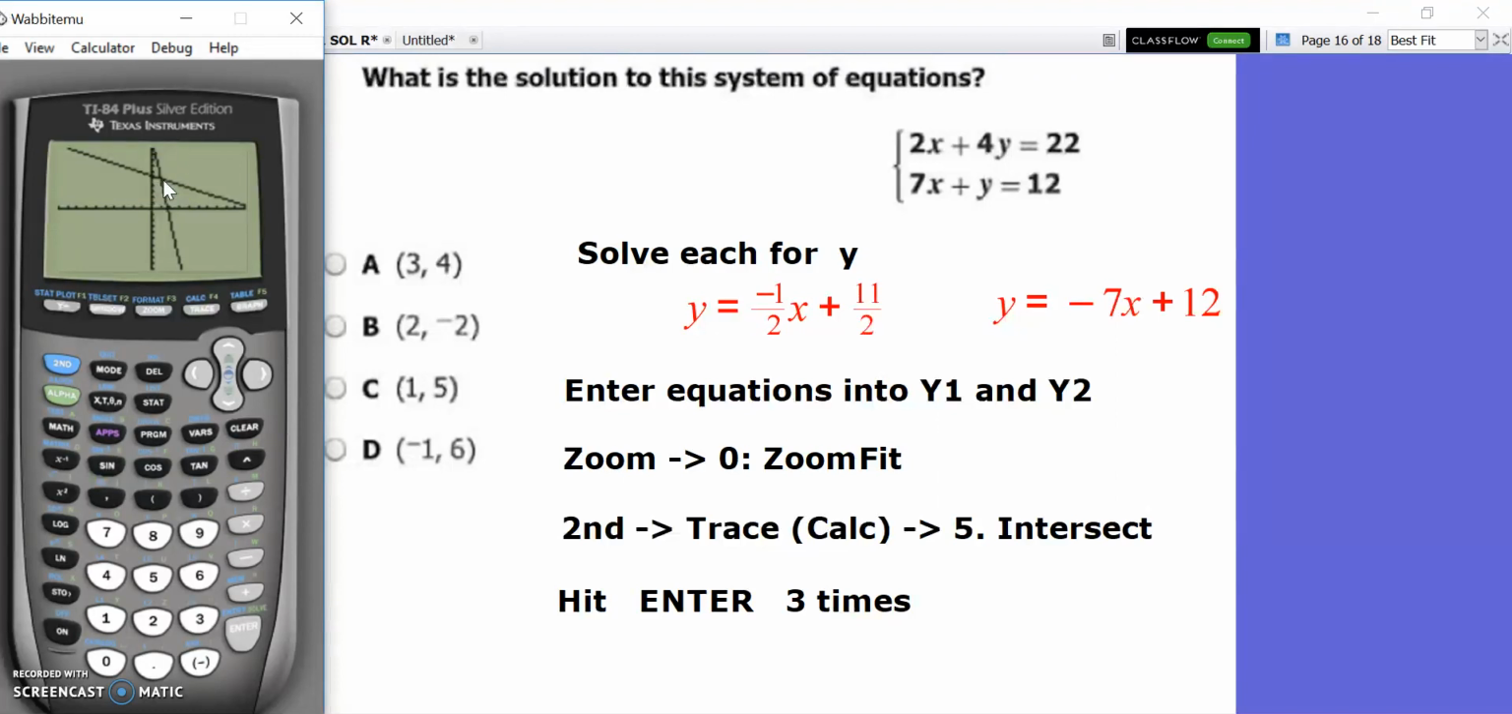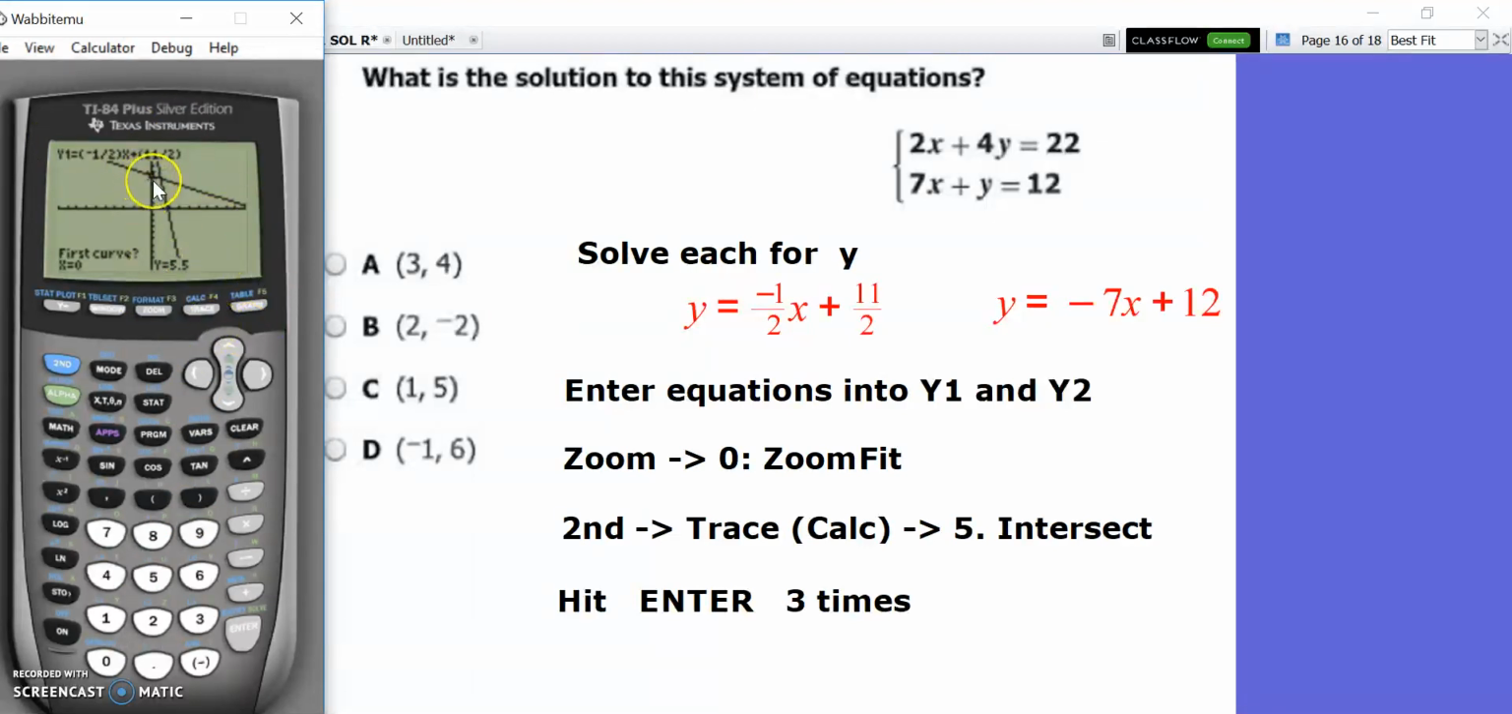And if you watch my other video on finding zeros, you know that to find zeros you went to second trace or the calculate feature. If you go to that same thing, second trace, and you're in the calculate window, to find the intersection, which is the answer to a system by graphing, we want to use number 5. So we're going to click 5. And we're going to say, where does it look like they intersect on the first curve? And the first curve just means the first line.